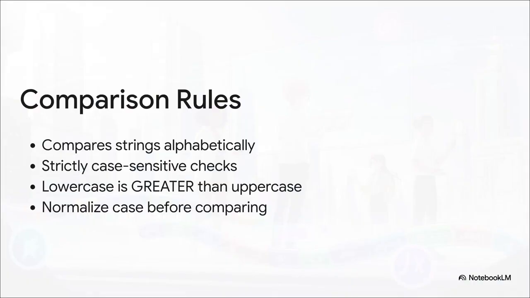Let's see how this builds into our golden rules for comparison. JavaScript compares strings alphabetically, meaning A comes before B. Simple enough, right? But to avoid those junior traps, you have to memorize a truly bizarre fact about this language. Mathematically speaking, a lowercase letter is considered greater than an uppercase letter. If you check if a lowercase a is greater than an uppercase A, JavaScript actually says true. It completely defies standard logic.